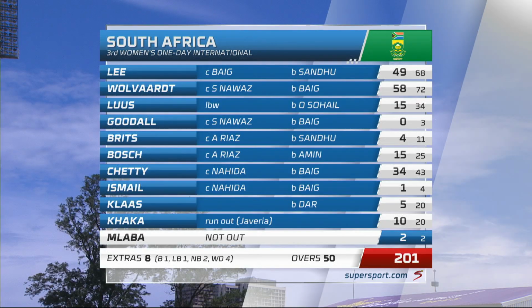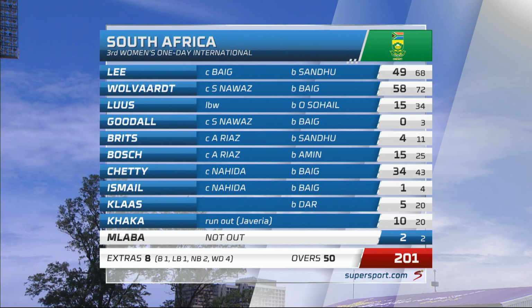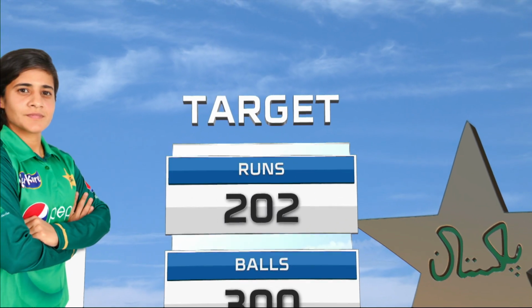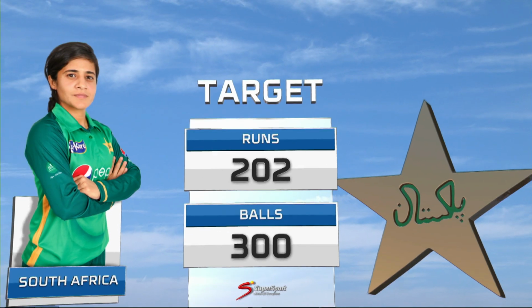And Diana Baig getting her career best figures of 4 for 30. What value she's been in this tour for Pakistan. 9 wickets, the leading wicket taker. And once again, you'll see her name on umpteen occasions there. 4, in fact, in that South African middle order.